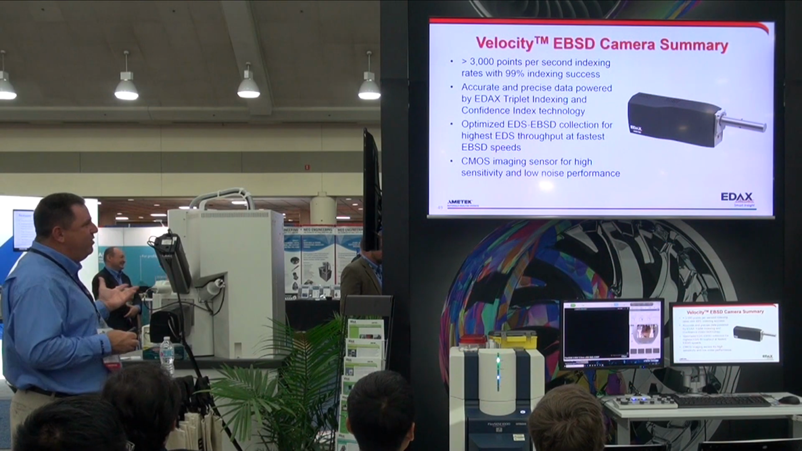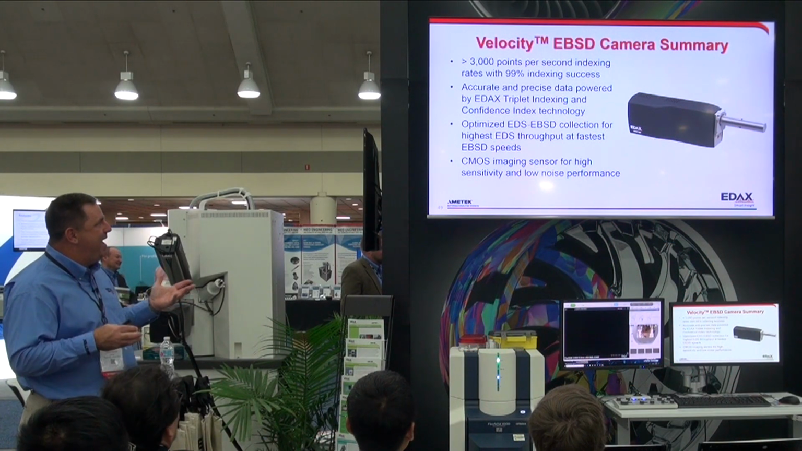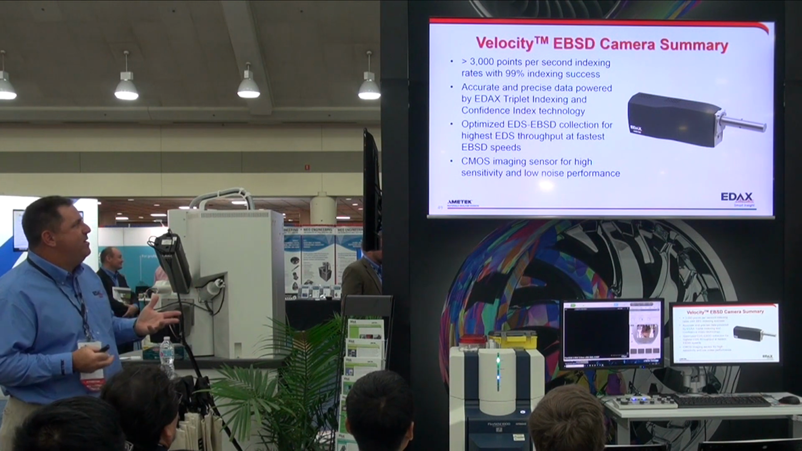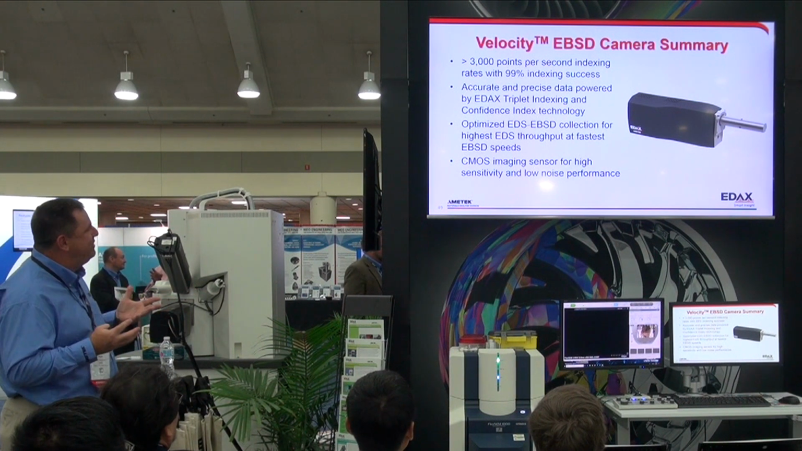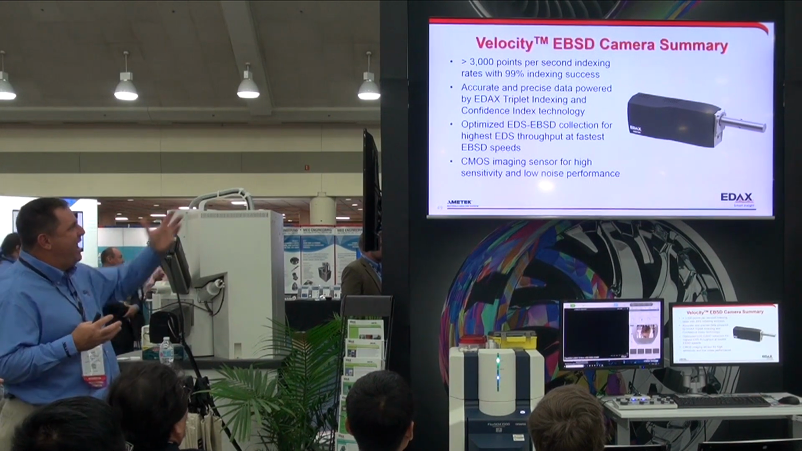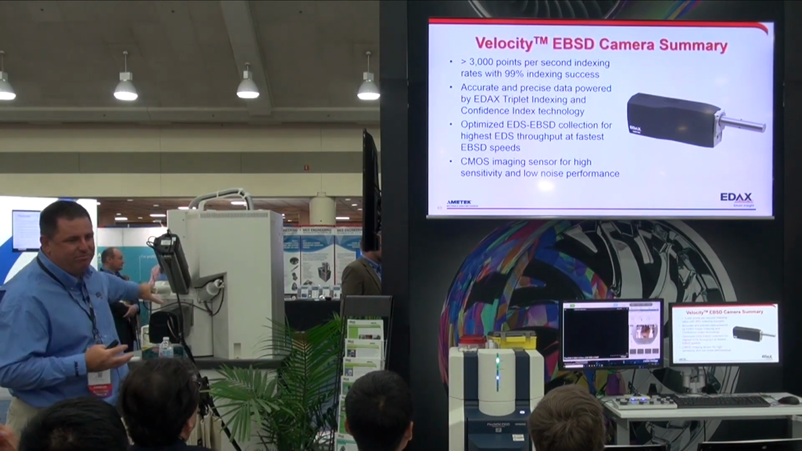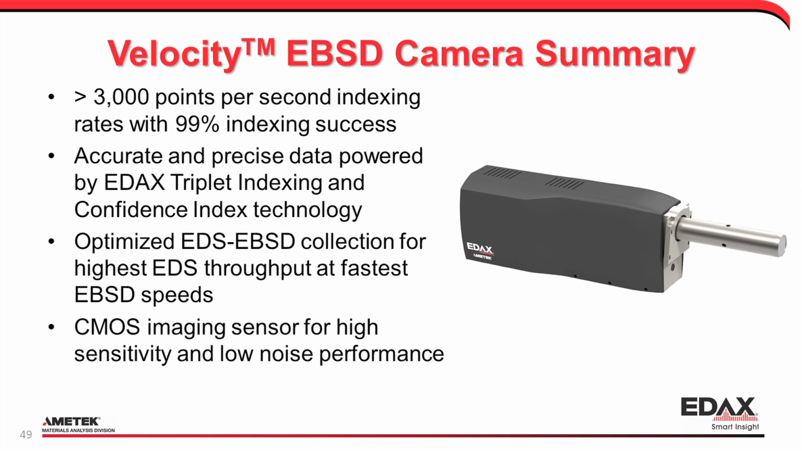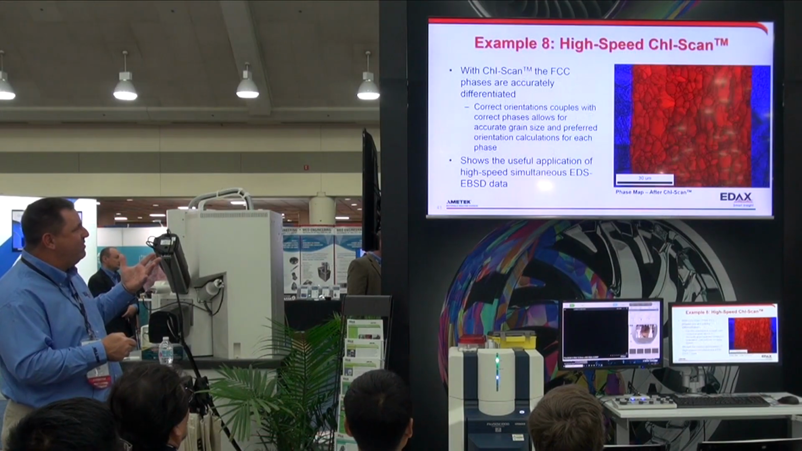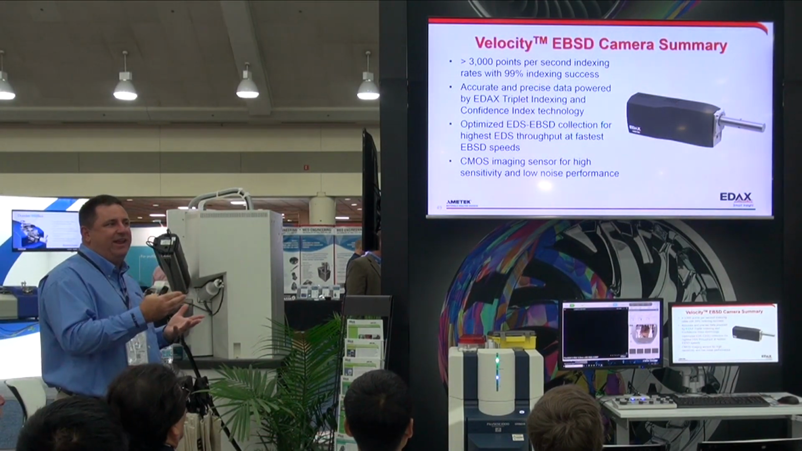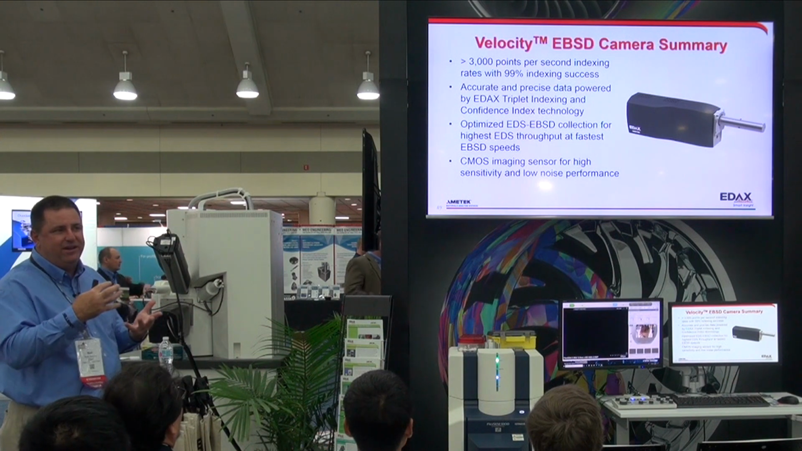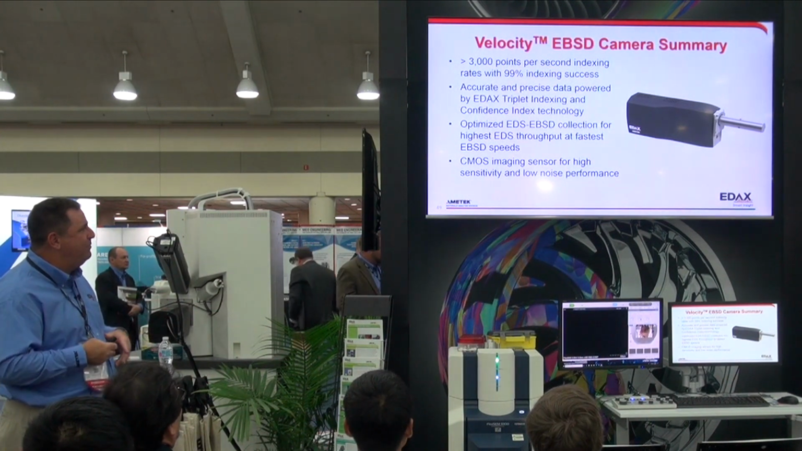That's our new CMOS based velocity camera. And so the other thing I really like to emphasize with this is that the camera is coupled with the indexing technology. So we have what we call our triplet indexing and our confidence index values, so that not only do we index the pattern, we give some measure of reliability of that indexing. We call that our confidence index. So whenever I've talked about a 99% success rate, it's not only that we're indexing it, but with some degree of uniqueness and confidence to try to measure that.